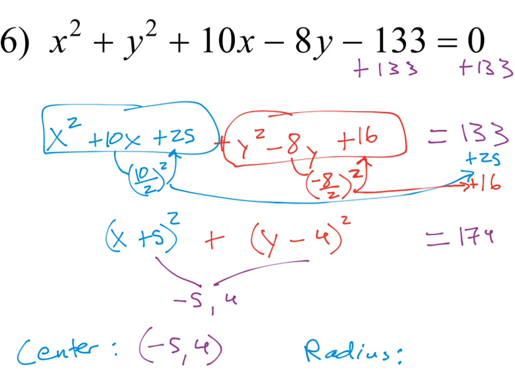And then in the equation, the right side of it, this is r squared. And we want r being the radius. So you just square root it. So it's the square root of 174. And that does have a decimal approximation, but we don't need it. We just have the exact value there of square root of 174.